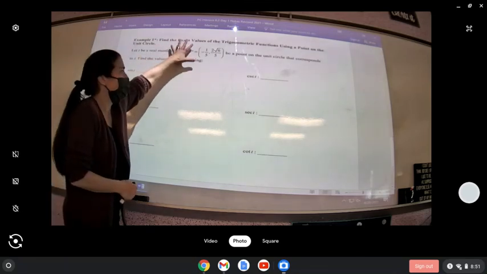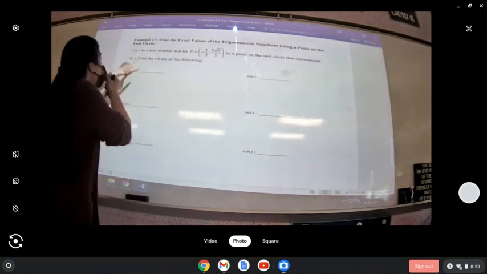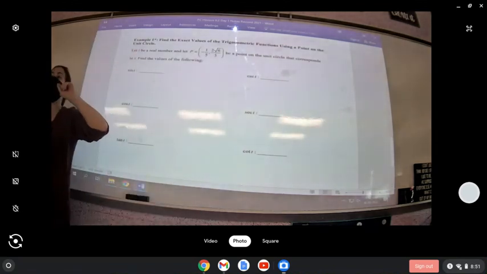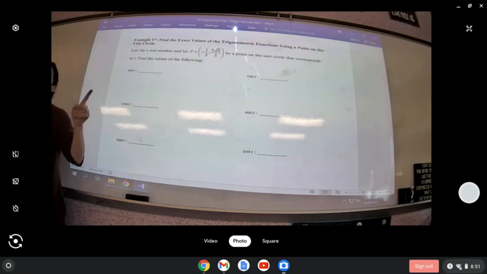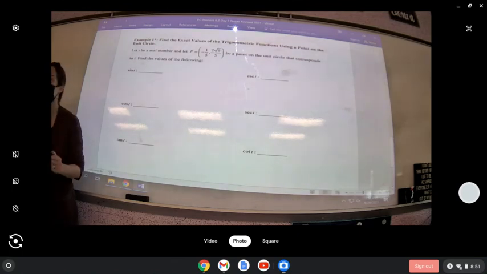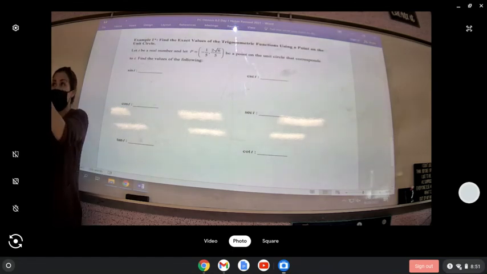Find the exact values of the trigonometric functions using a point on the unit circle. Guys, it's a point on the unit circle. So what do we know the x-coordinate of this point represents? It's cosine. And what do we know its y-coordinate represents? It's sine. And then tangent can always be built by putting the y-coordinate over the x-coordinate.